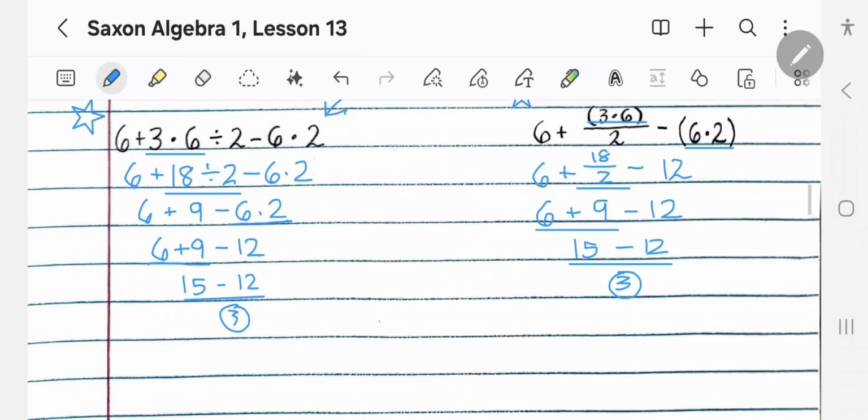All right, that's where we're going to end here. And we're going to continue to add more steps and more complicated problems of order of operations.